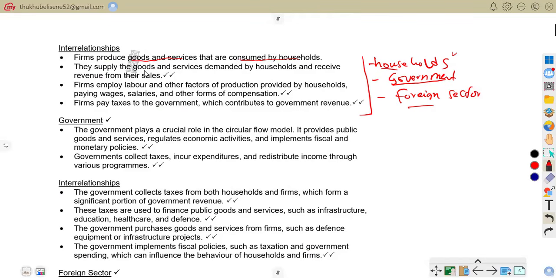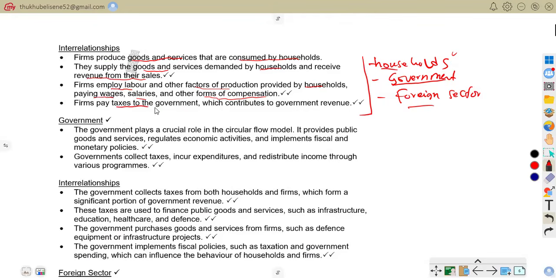Also, firms supply the goods and services demanded by the households and receive revenue from their sales. So they sell their products and services to households. And then they receive what? The revenue from the sale of their goods. Firms employ labor and other factors of production provided by households. That is what we have already said, that they hire labor. Also, they pay wages and salaries and other forms of compensation to households.